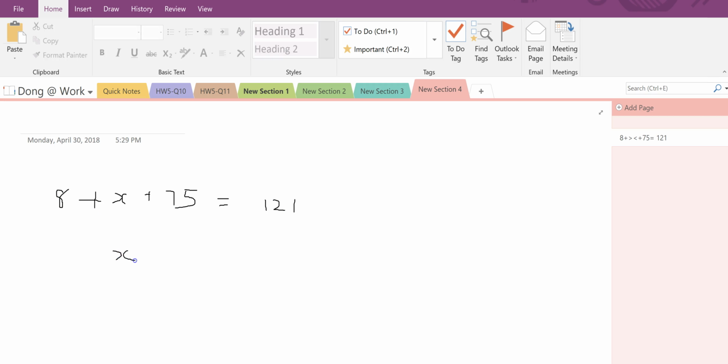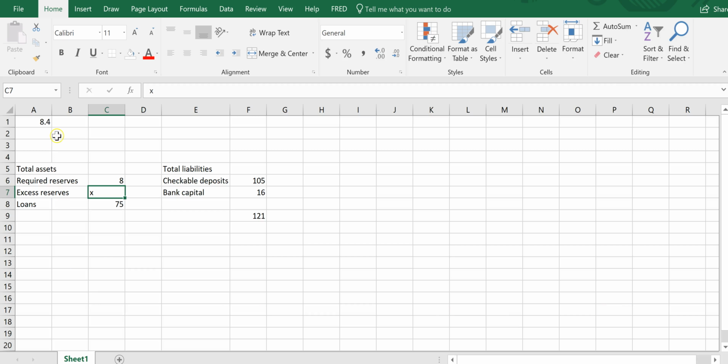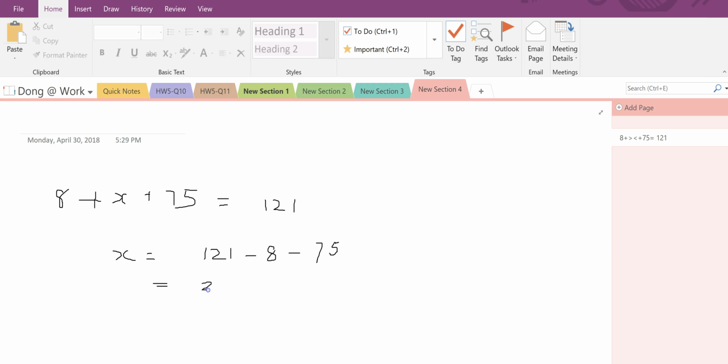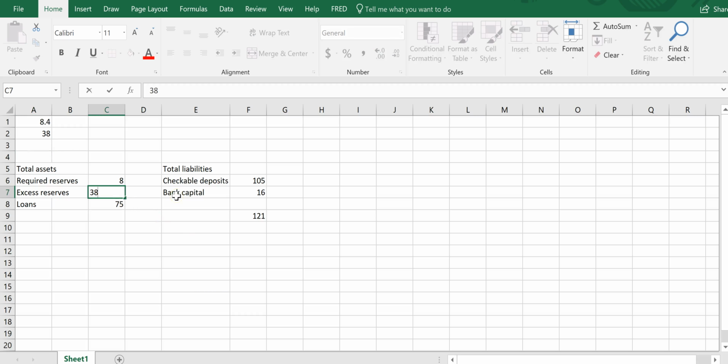solve out this x. X equals 121 minus 8 minus 75. So this gives me, you can further use Excel, get that number. So that gives me 38. So this unknown excess reserves is 38.